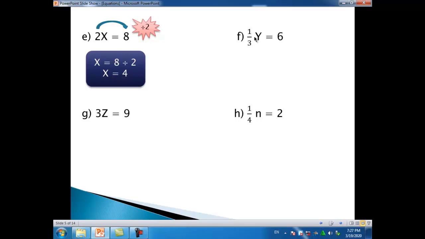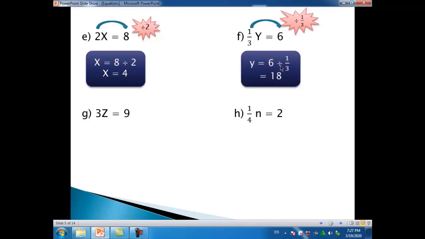In this example, as we can see, it's a y. It's ordinary to see another symbol than x. So this equation, third y equal 6. Okay, there is no operation in here. It's okay. We know that there is multiply in here, but it's hidden. So the third will go to the other side with divide. Then the equation will be 6 divided by third equal 18.